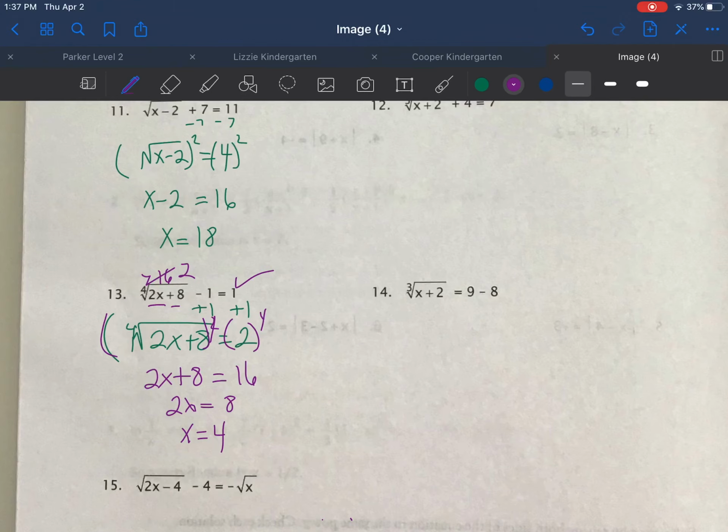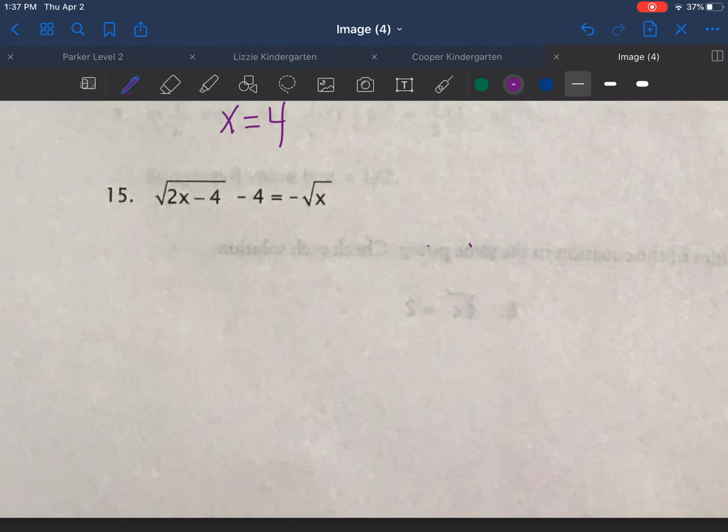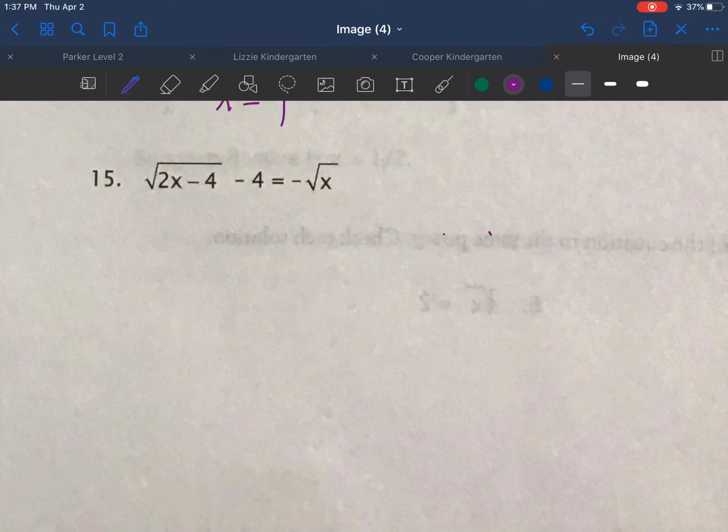It checks out. Okay, 15 is where the fun comes in. We've got 2 different radicals going on here.